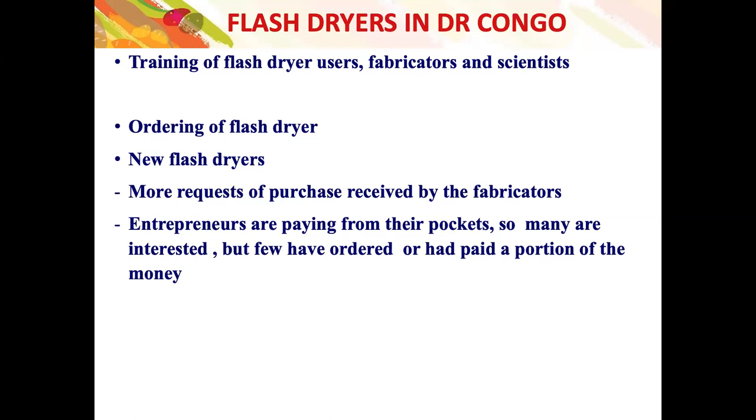That's why so many of them are interested, but few have ordered, and also they are paying by installments. It's taking time for them. Some of them, it has been almost 2 years since they started to pay. They never finished paying the money. So the flash dryer is lying at the manufacturer's place.